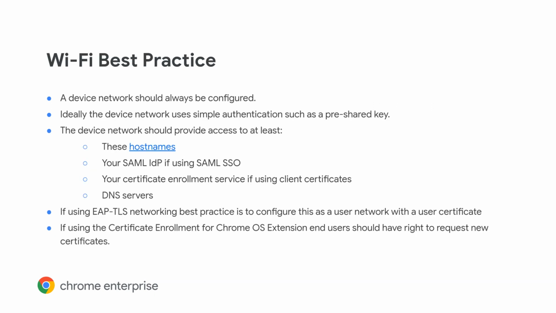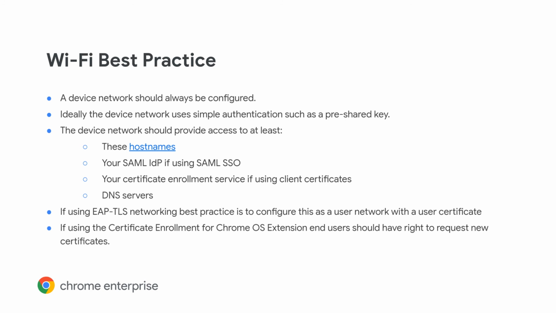So let's talk about Wi-Fi best practices. First of all, a device network should always be configured on any device, and this is due to the fact that the device will fall back on the device level network once it doesn't have any other network connections. So once a user logs out, if you don't have any device level network configured and only the user level one, the device will lose all network connection, and the only way to reconnect is by connecting to a network manually. And this could be a lower level security network.